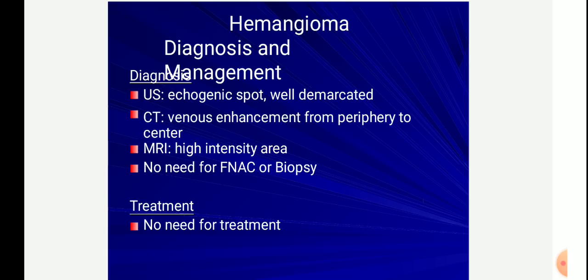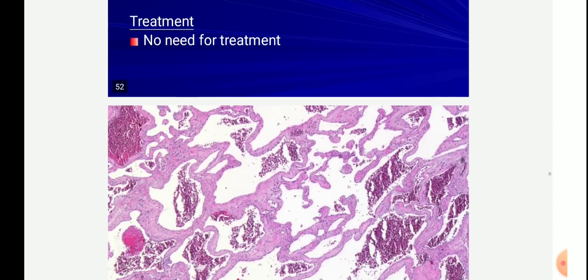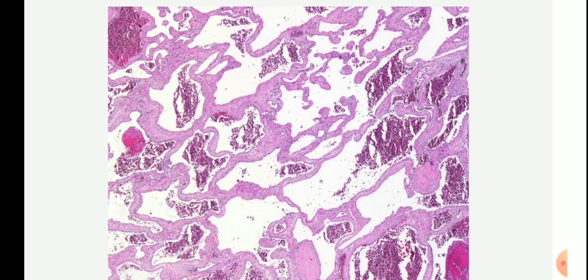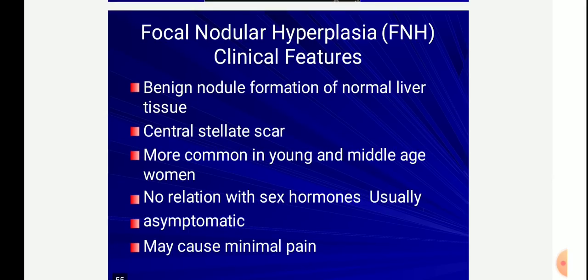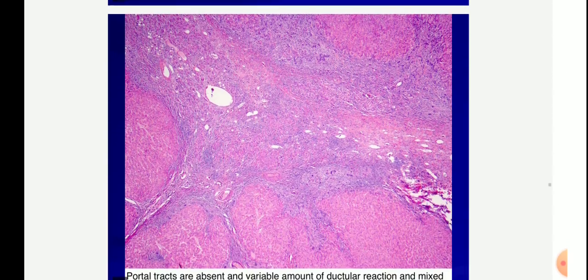So CT scan and MRI are of utmost importance here. See these dilated vascular channels, the endothelial septas there. These channels have a lot of RBCs, the blood there. Focal nodular hyperplasia: this is a benign nodule formation of normal liver tissue, with a central stellate scar. So fibrosis, secondary fibrosis, can be seen here. More common in young and middle-aged women. No relation with sex hormones usually. Asymptomatic, may cause minimal pain. So pain could be there.